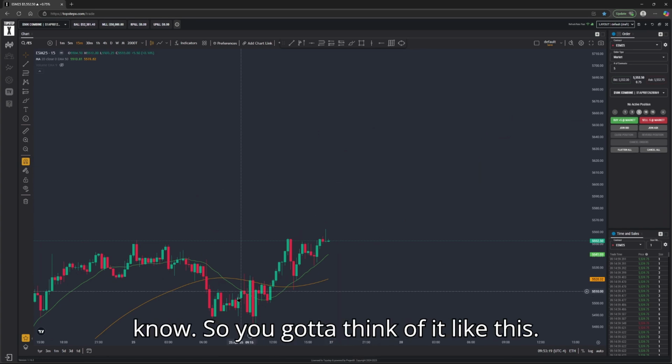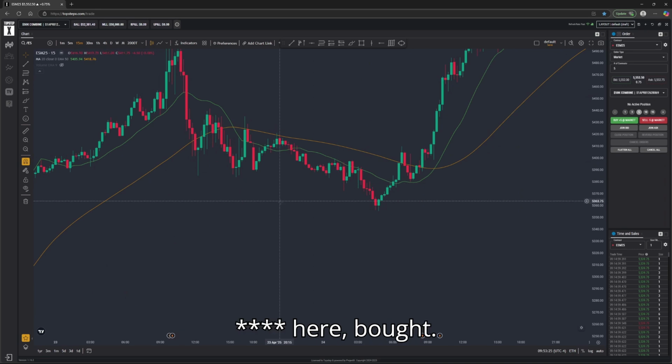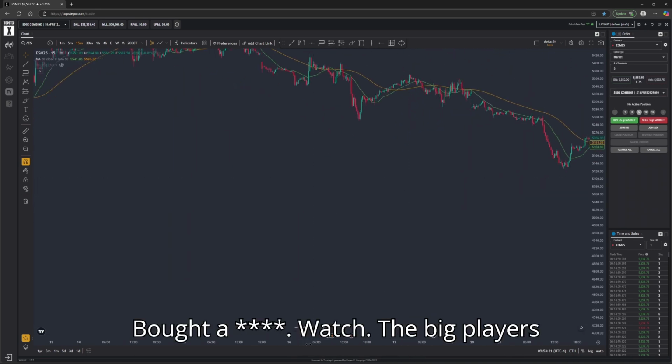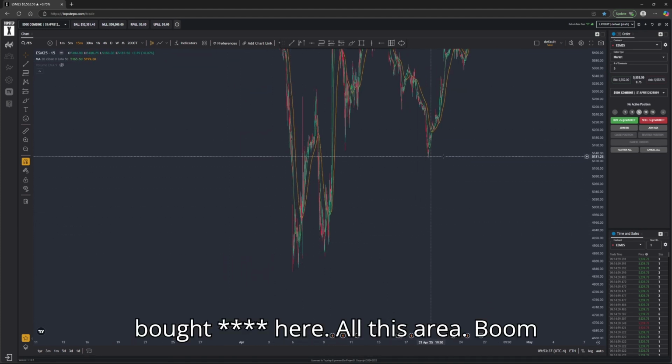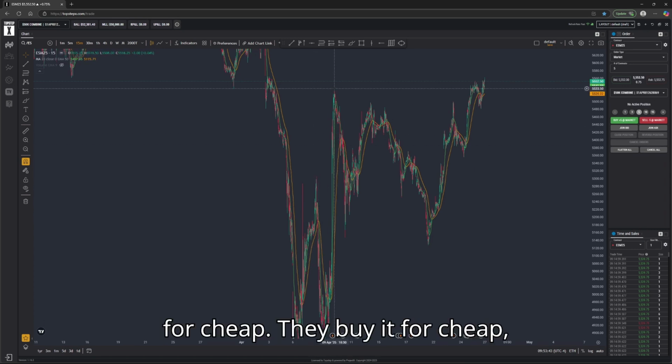Yeah, of course. So you got to think of it like this: the big players bought here. Watch, the big players bought all this area, boom, here, bought all this area. They sell it for cheap.